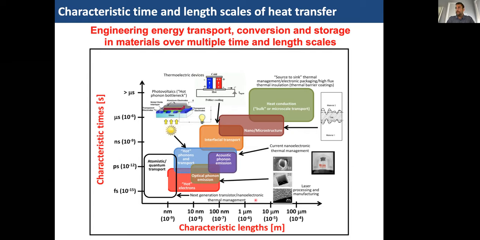Once you get down to length scales that are on the order of a micron or less and time scales that are on the order of nanoseconds or less, that's when you have to start considering all of the individual energy carriers and how those individual energy carriers, such as electrons and phonons, impact your thermal transport. So ultimately, heat conduction in several devices and applications is dictated by individual electron and phonon scattering events, which is really the 10 nanometer, 100 nanometer length scale and picoseconds to nanoseconds.